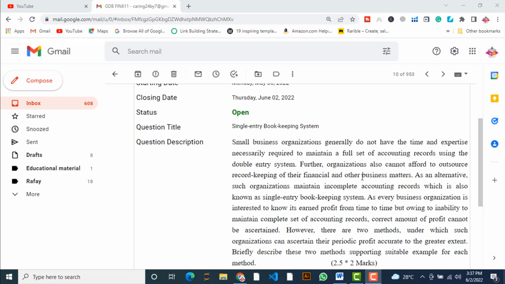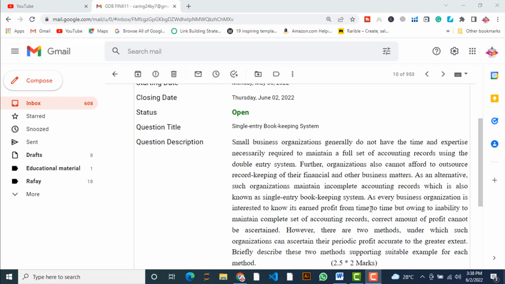As we already discussed, small businesses don't have much financial resources, and it is a restriction on such small businesses that they also cannot afford outsourcing facilities to maintain their financial records and other business matters. As an alternative, such organizations maintain incomplete accounting records, which is also known as the single entry bookkeeping system.